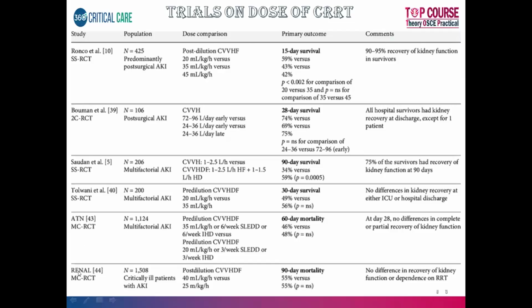Coming to the RENAL trial, this is only of the CRRT. Here they gave post-dilution 40 ml versus 25 ml per kg per hour. For 90-day mortality, no significance. There is also no difference in the recovery of kidney function or dependence on RRT. So both of them supported 20 to 25 ml per kg per hour.